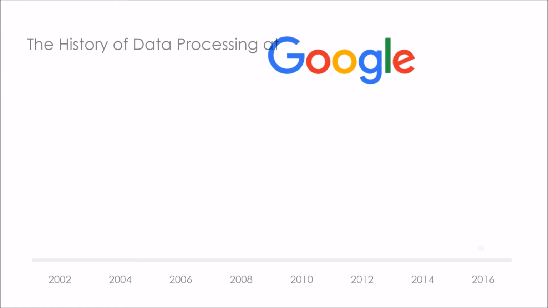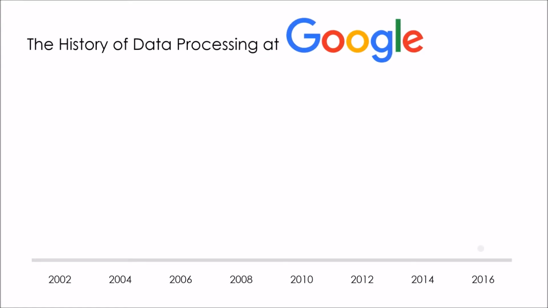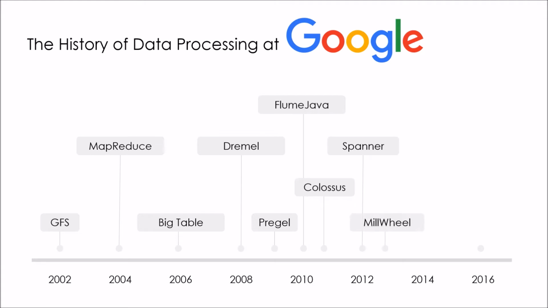Google has created many tools for data processing, one of the most prominent being MapReduce, which allows data to be processed and analyzed in parallel. With each new tool, Google has made it easier and easier to process data. And now with Cloud Dataflow, users can focus on analyzing the data and not on the implementation details.